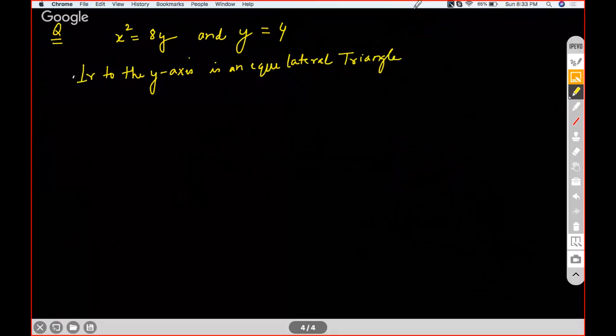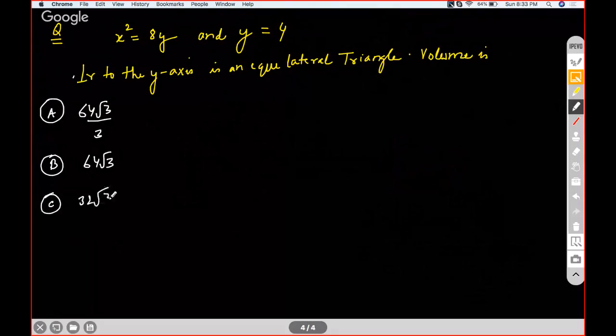The volume of the solid is: option A, 64 root 3 by 3. Option B, 64 root 3. Option C, 32 root 3. Option D is 32. Option E is 32 root 3 by 3.